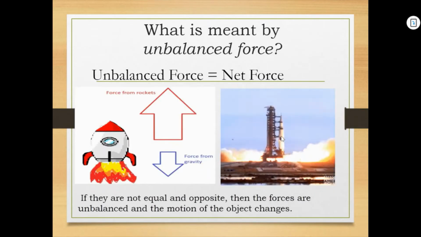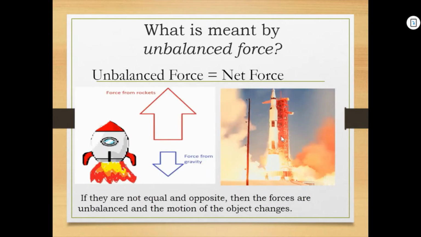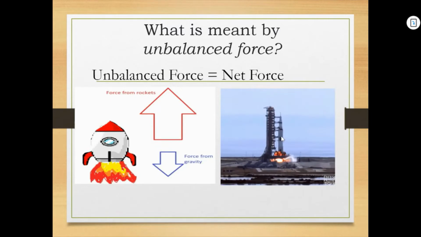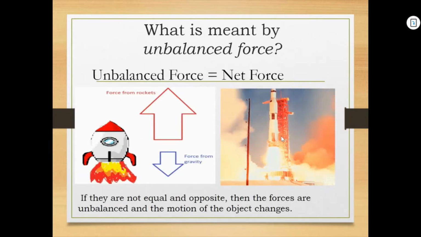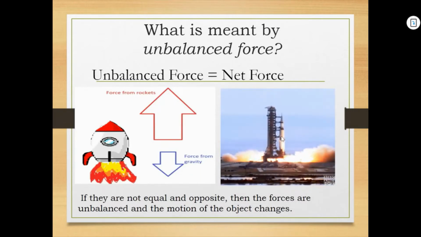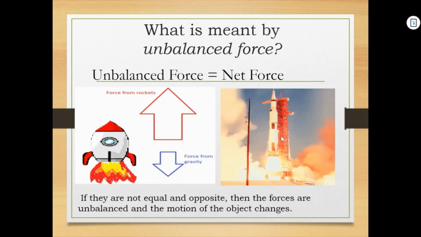But what about here? Now we're talking about unbalanced forces, right? Before, the book was a balanced force and the book just sat there. But now we're talking about an unbalanced force, and that means net force, right? Net means overall. So overall, there's going to be some force.